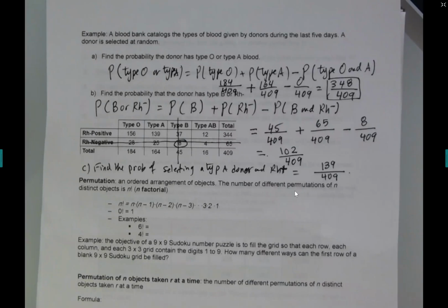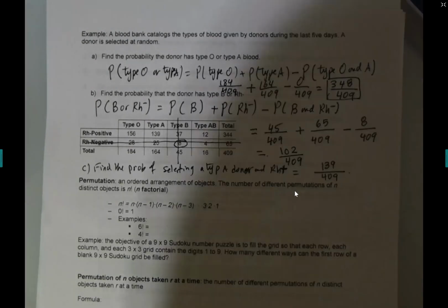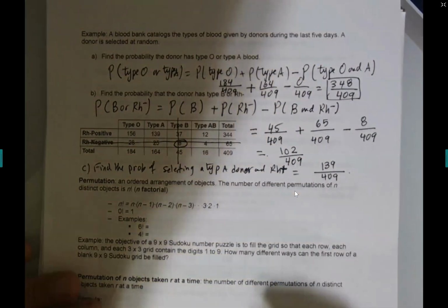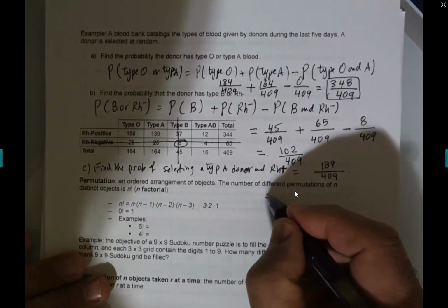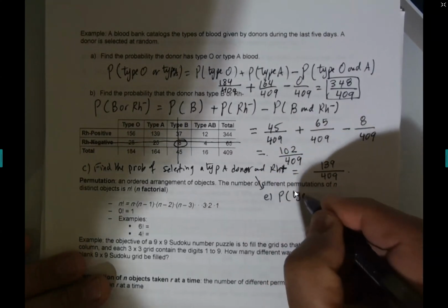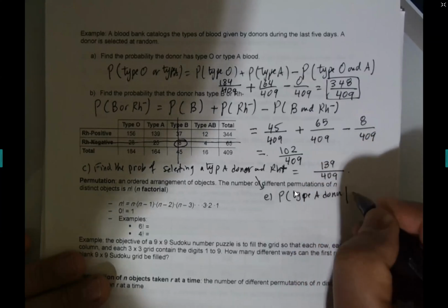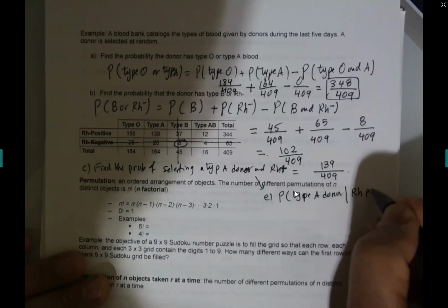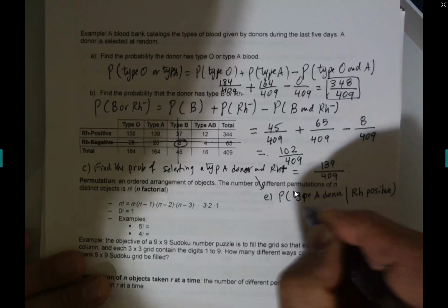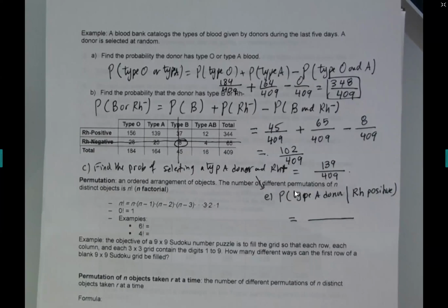Since you mentioned that, I'm gonna propose another question with a conditional probability. Pay attention to it, guys. Let me find a spot to write this one. So I'm gonna do a part E here. Probability of type A donor given RH positive. Now we'll make you happy. We do a given one. Okay, what is it gonna be?